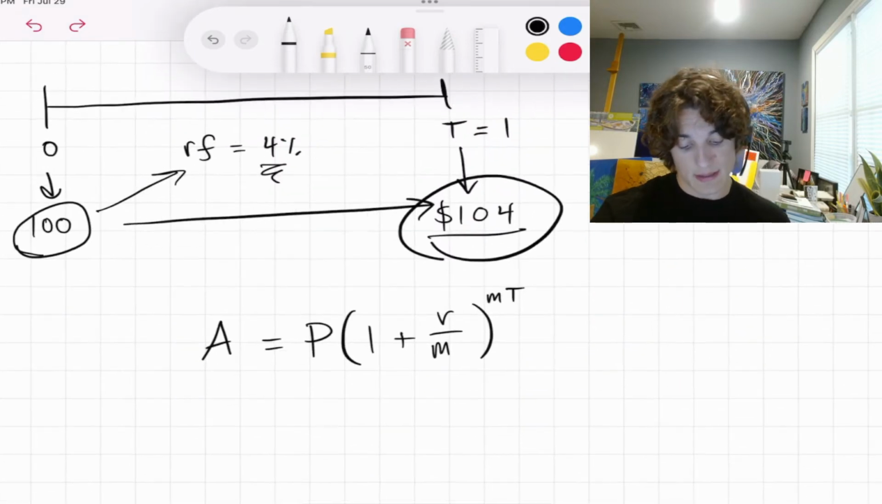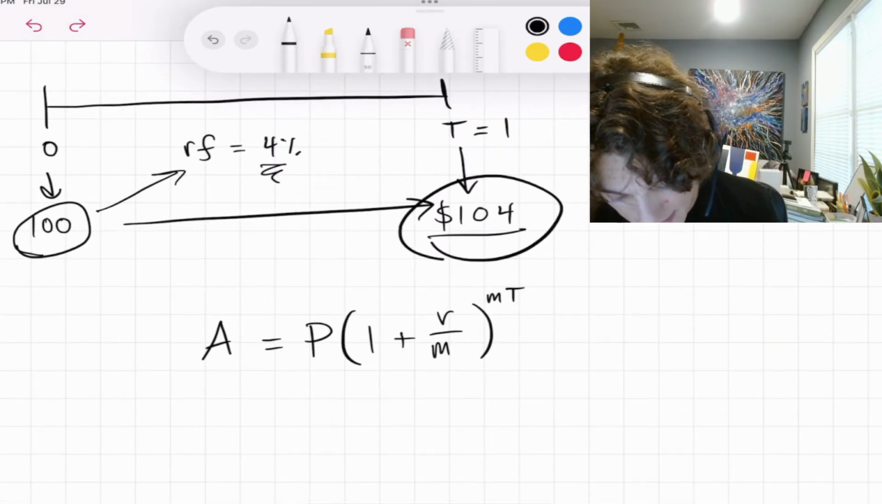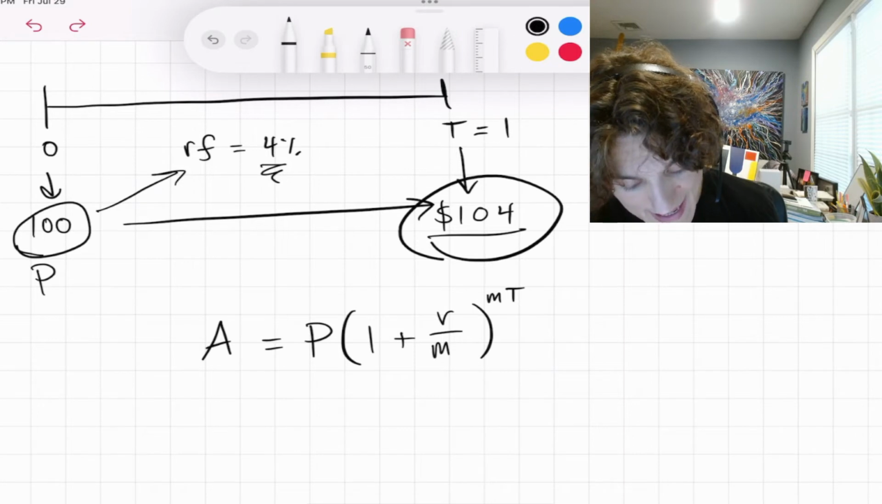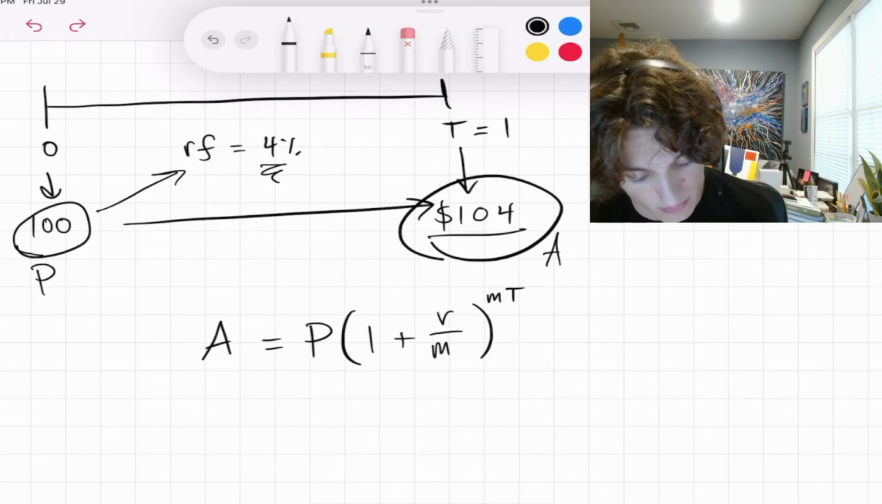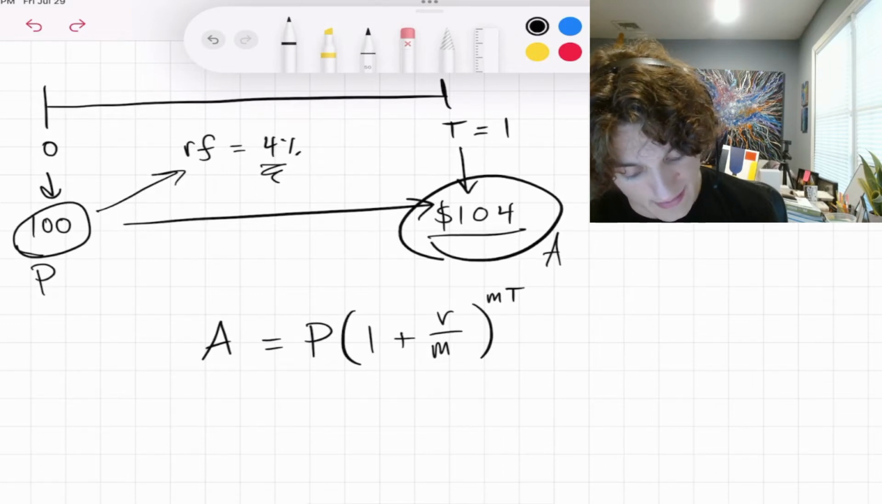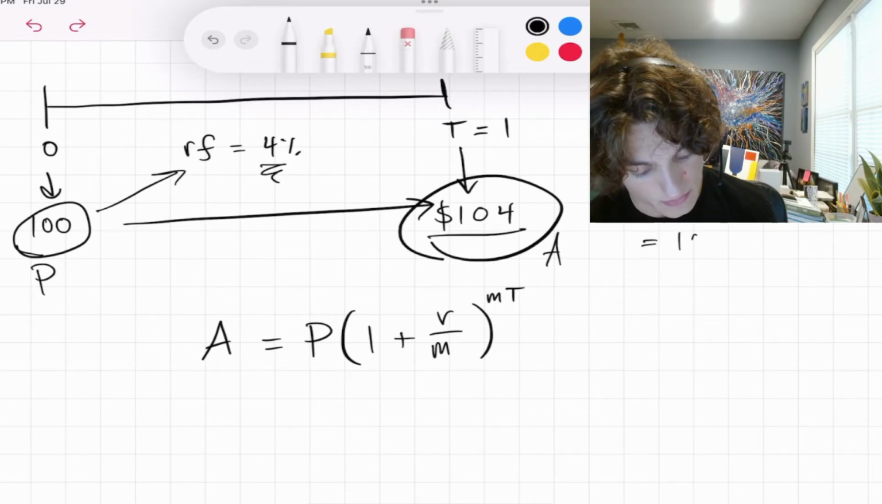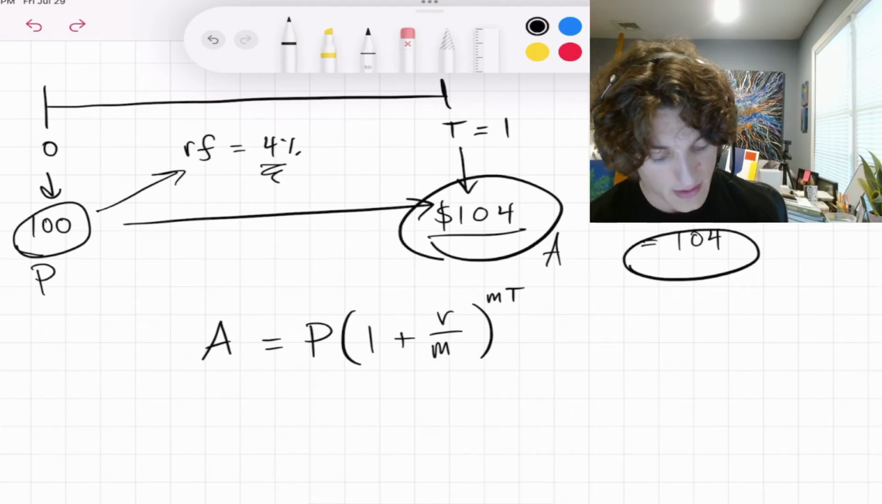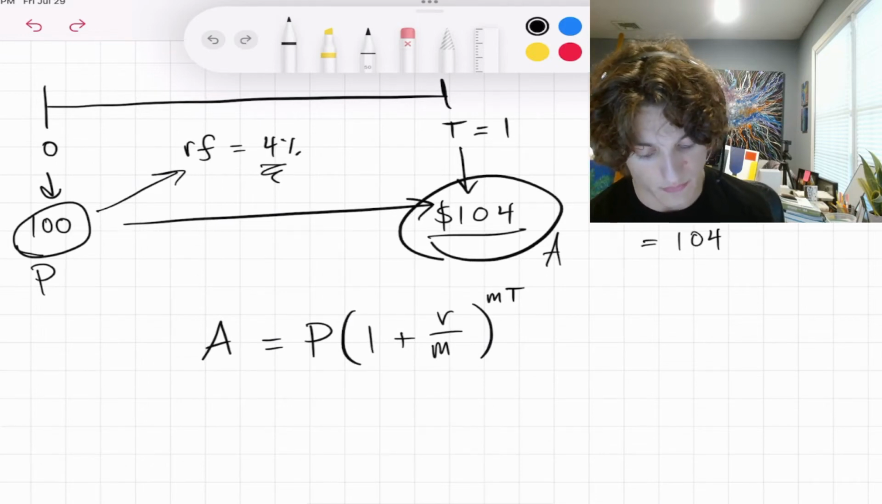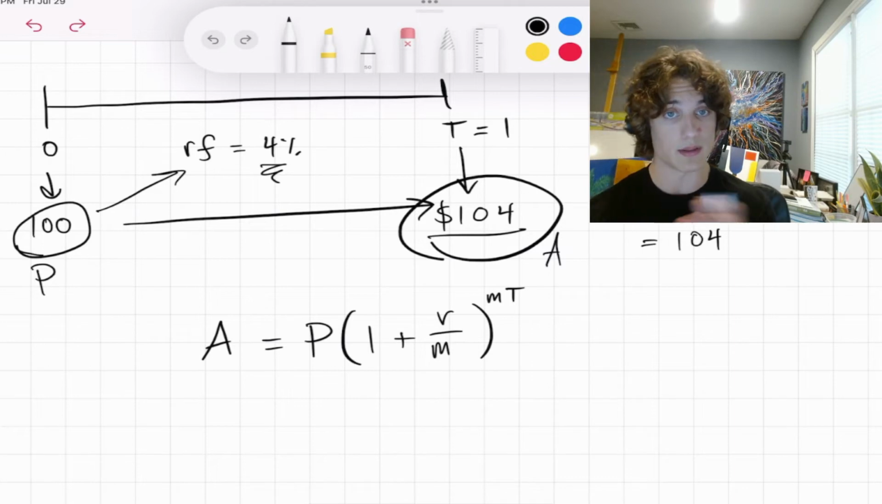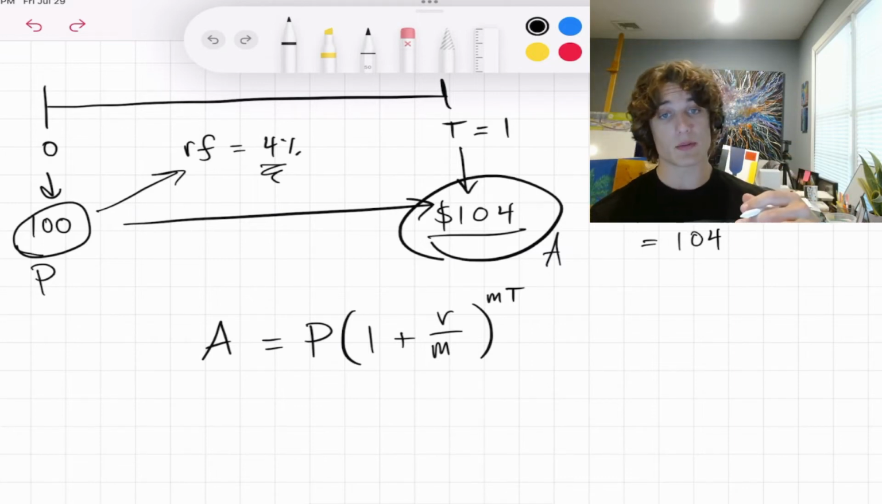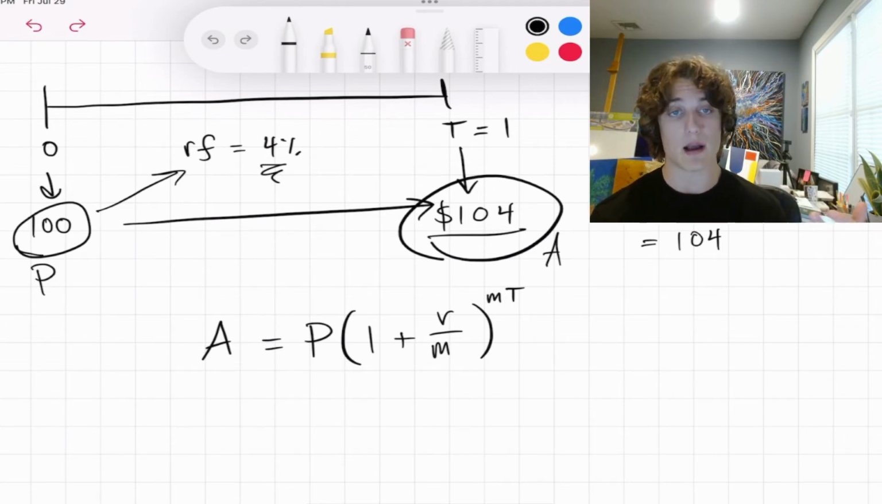So in this case, if we have P is equal to 100, then A is going to be equal to 104, and we get that by just doing 100 times 1 plus 0.04 divided by 1 raised to the 1 times 1, and this is equal to 104. So that's how we end up with this 104 in our first example where we go over the time value of money. But in general, this can be applied to more complicated instruments that exhibit a compounding frequency.